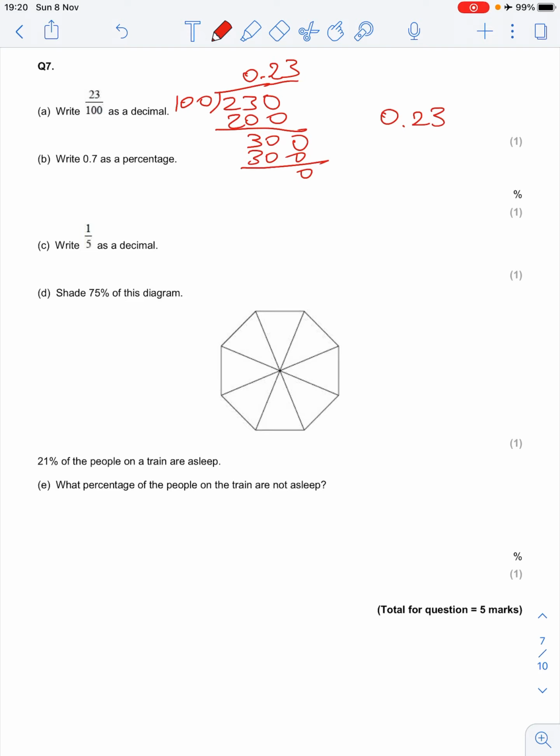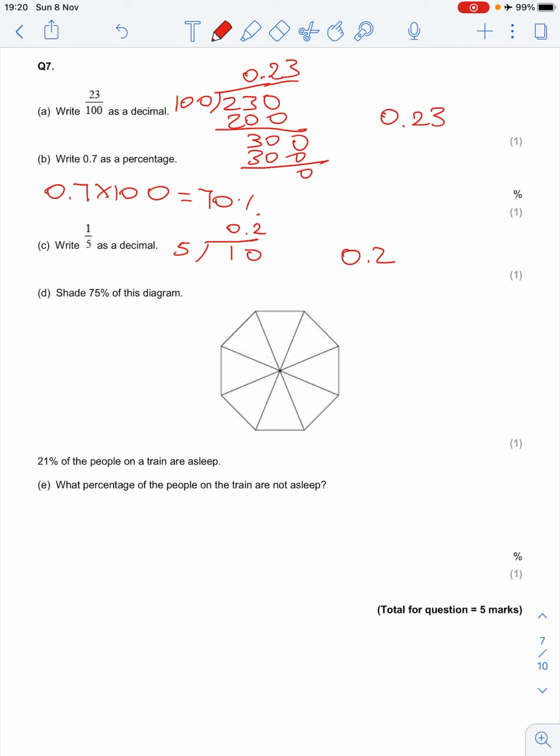Write this as a percentage. So from decimals to percentage, we multiply by 100. This is 70%. Write 1 over 5 as a decimal. This is 1 divided by 5. So we have 0.2.